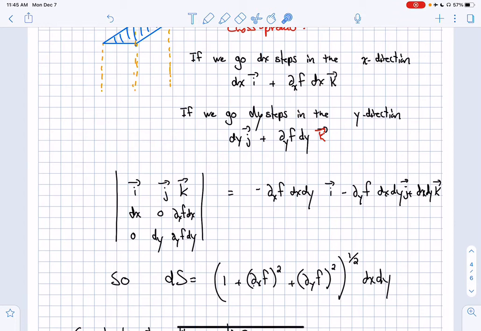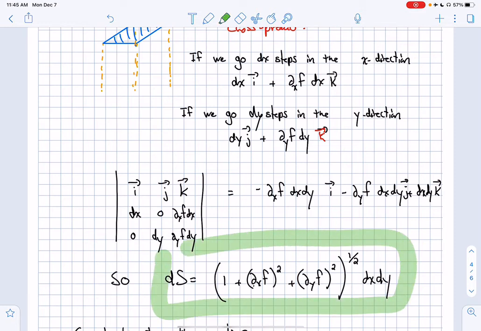So what I get is the square root of 1 plus (∂xf) squared plus (∂yf) squared. And then I can take dx dy out because it's everywhere. And this is what I have. So this is the element dS. This gives me the area of the slanted square at the point (x, y). Okay, so it's dx dy, but times this factor that takes into account that the square is slanted.